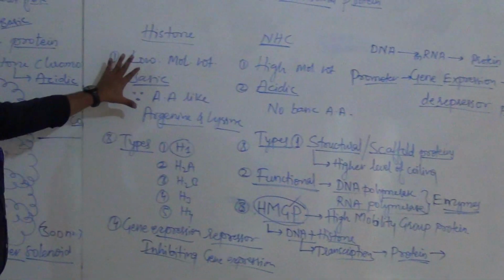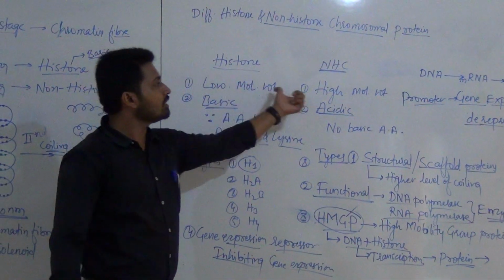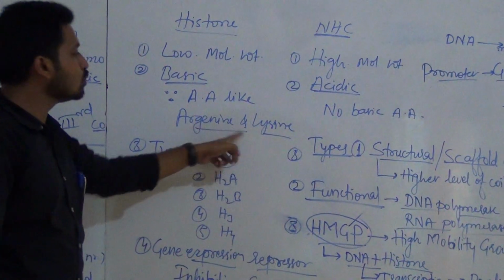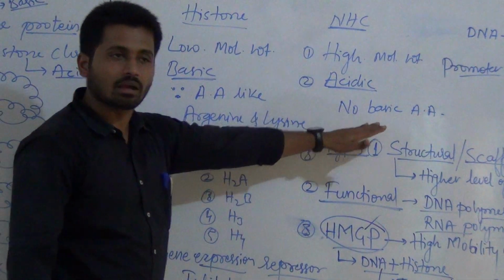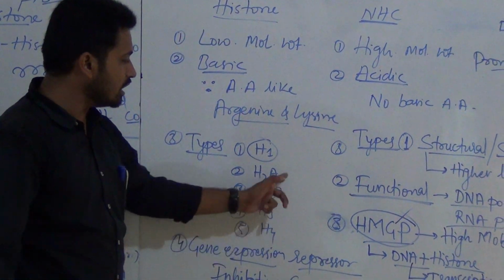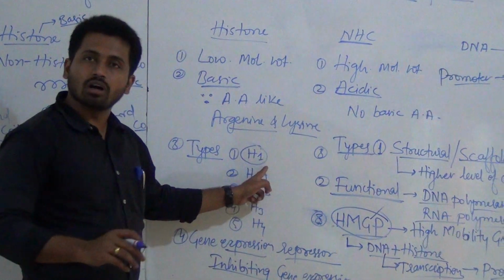So the difference between histone and NHC, that is non-histone chromosomal protein: low molecular weight, high molecular weight. Basic is its nature, the other is acidic. Why is it basic? Due to these amino acids. And there are no basic amino acids in the other. Then types, that is H2A, H2B, H3, H4, each with 2 copies. That forms an 8-ball octamer, and H1 is there.